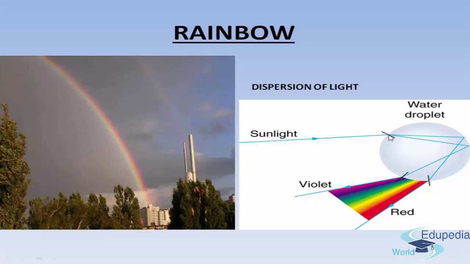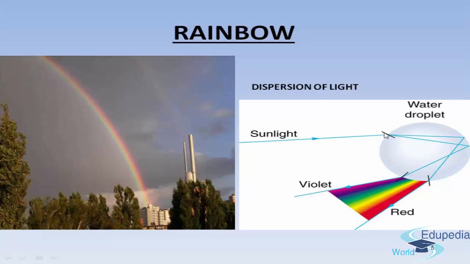So have a look over here. The sunlight comes and then it enters the raindrop. It gets dispersed. The violet disperses like this and the red disperses like this. And why do I say that? Because if we take a normal, see, the black line that I've shown here is the normal to the surface of this raindrop at this point.